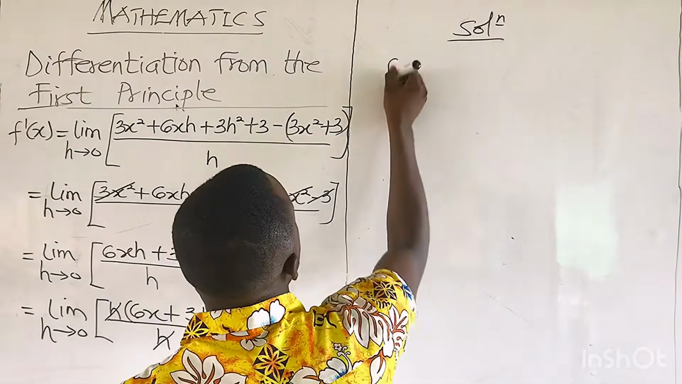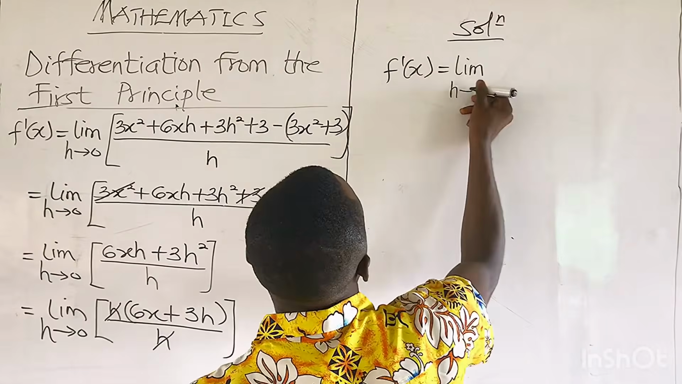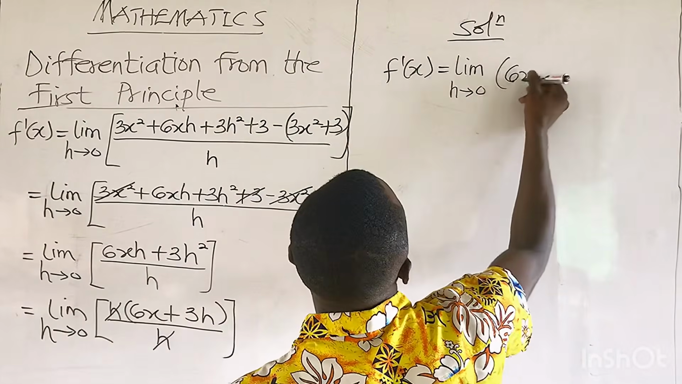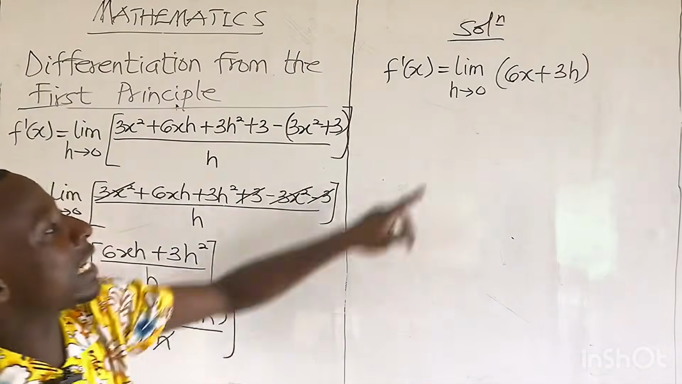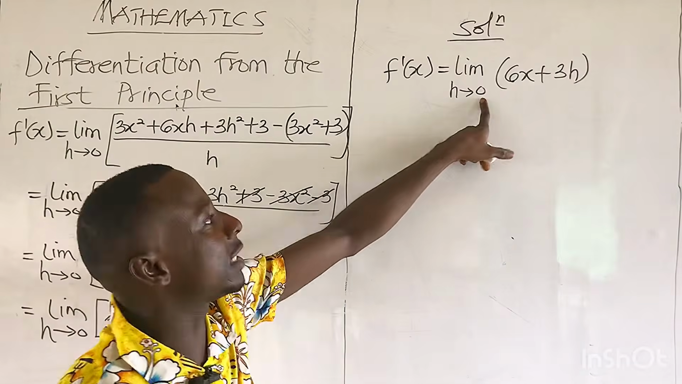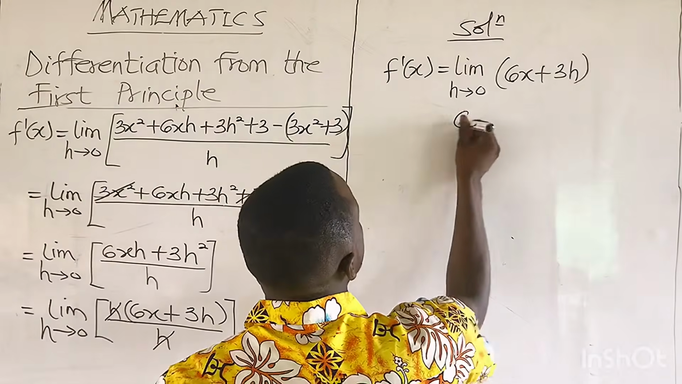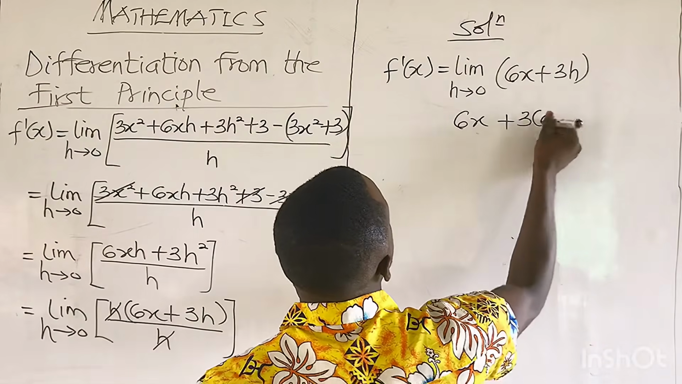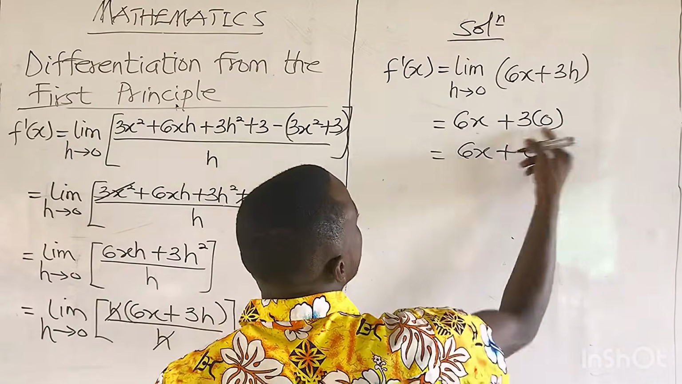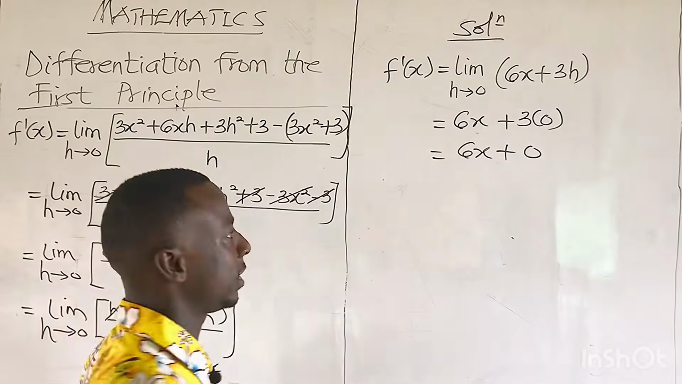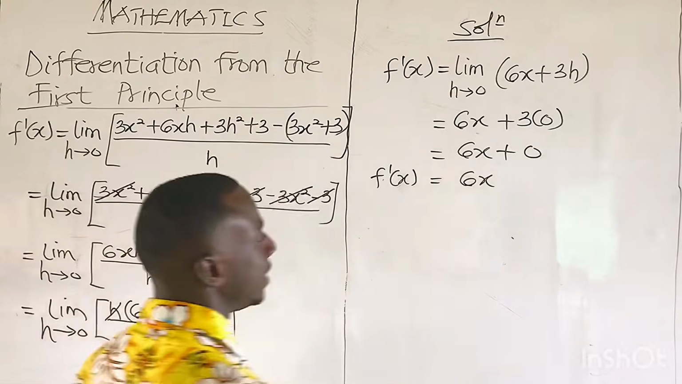In view of that, I have f prime of x equal to the limit as h approaches 0, then I have 6x plus 3h. And we know that the moment h is approaching 0, it means that anywhere you see h, you substitute 0 over there. So we have 6x plus 3 multiplying 0. And it's going to be 6x plus 0 because 3 times 0 is still 0. Then our final answer for f prime of x is equal to 6x.